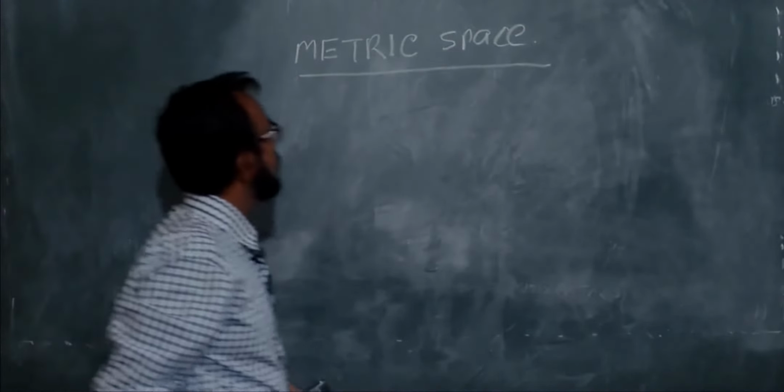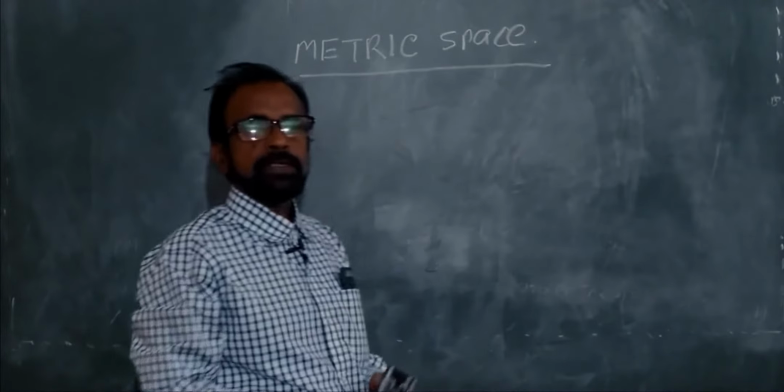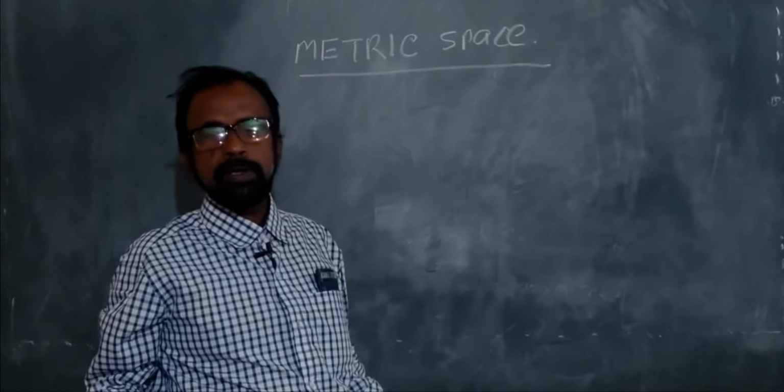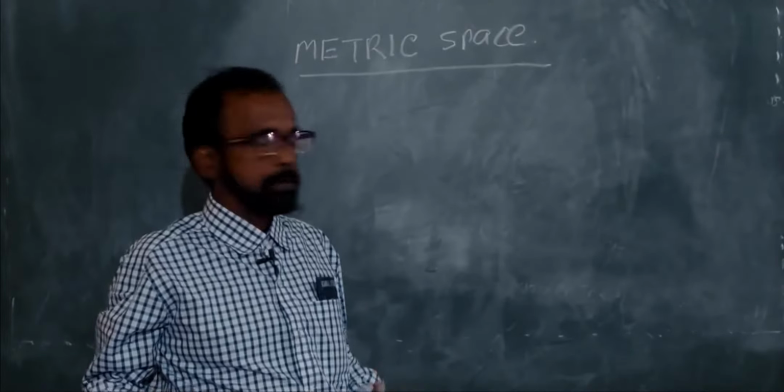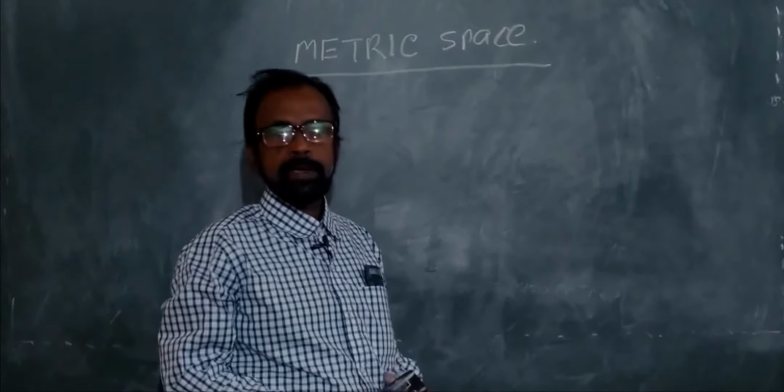Now we'll start with what is a metric space. Since there is a metric space, what is a metric and what is a metric space? There is a natural question to raise. So what is a metric? A metric is a function.